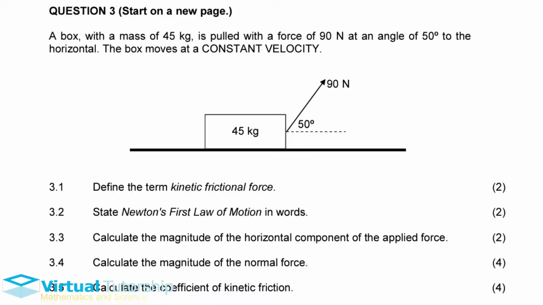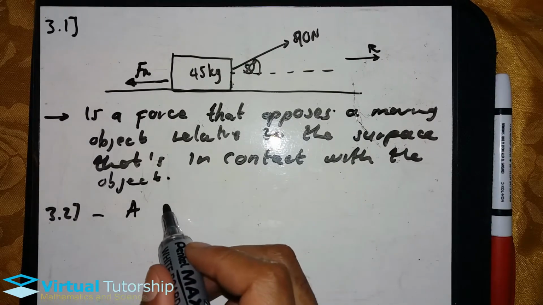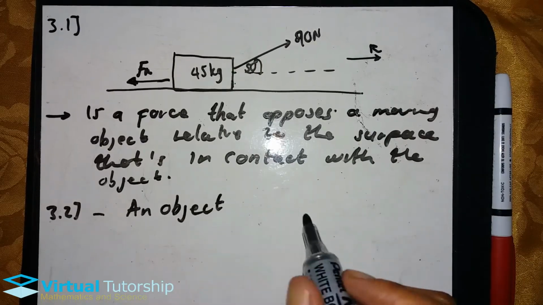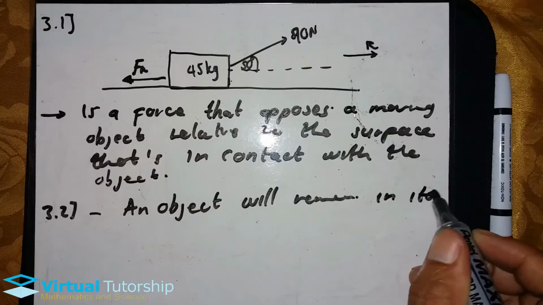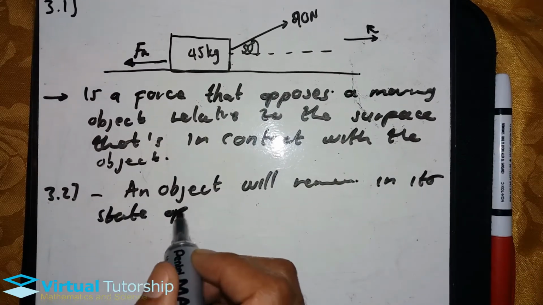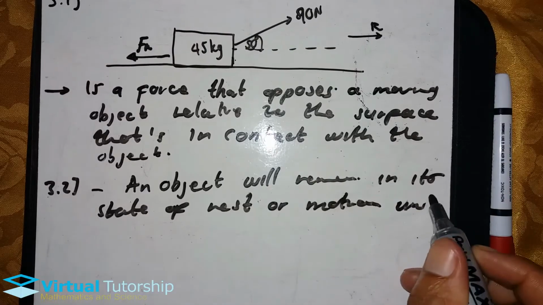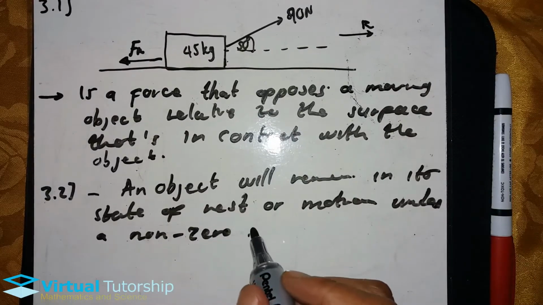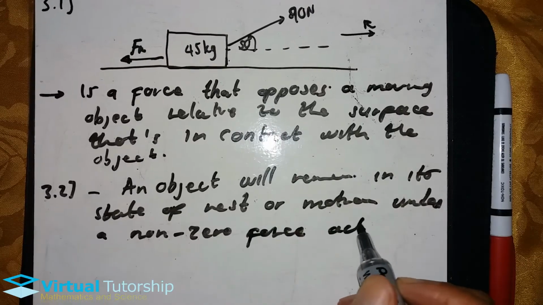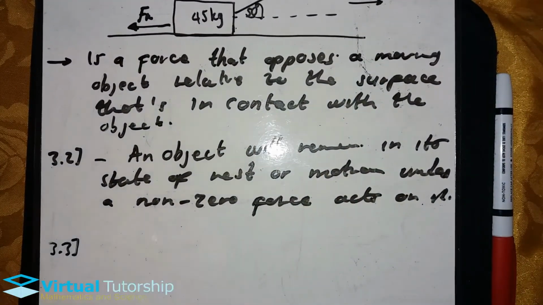Now 3.2: state Newton's first law of motion. Well, this one is the easiest one. An object will remain in its state of rest or motion unless a non-zero net force acts on it, right? So these are giveaway marks.